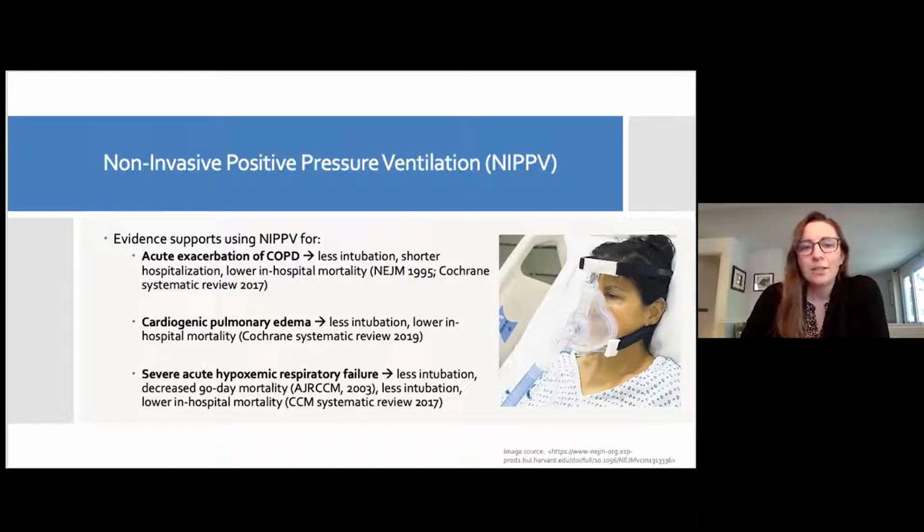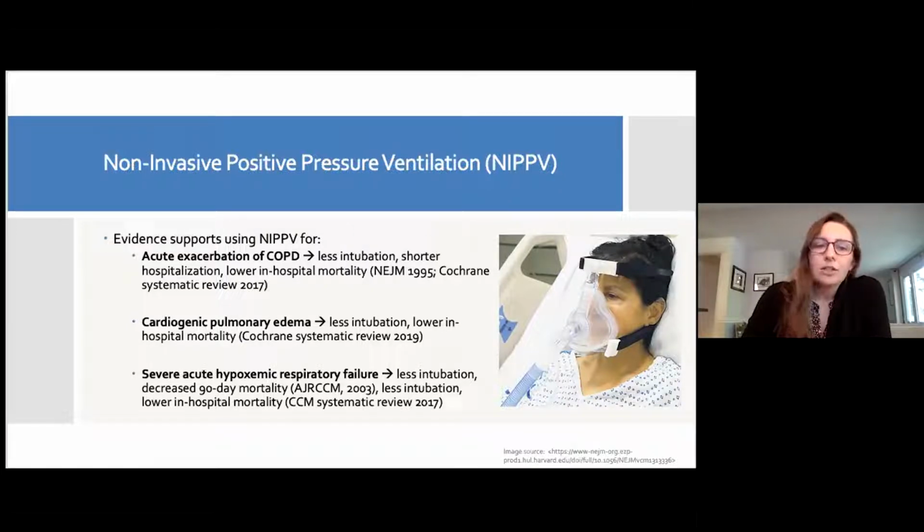Second, again beginning in the 1990s, evidence looked at the use of non-invasive ventilation for cardiogenic pulmonary edema. And while earlier data were mixed, a recent Cochrane systematic review from 2019 demonstrated that there's a benefit to using non-invasive in this setting. Specifically, it's been shown to decrease intubation rates and in-hospital mortality rates.